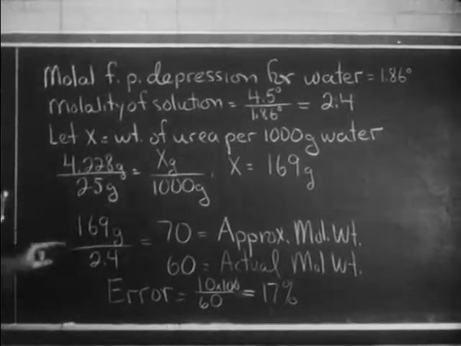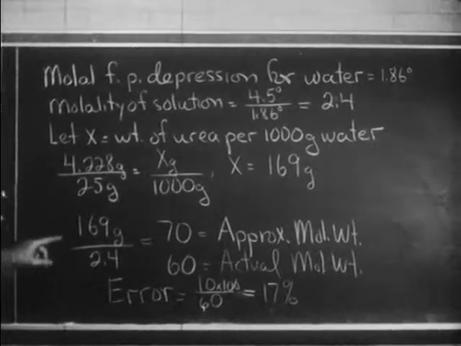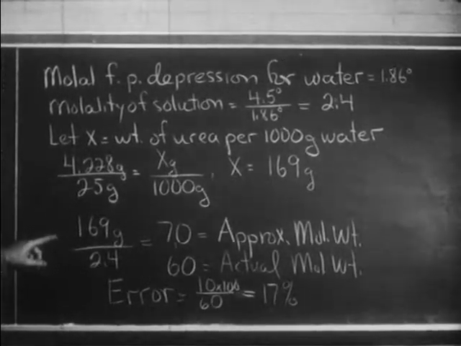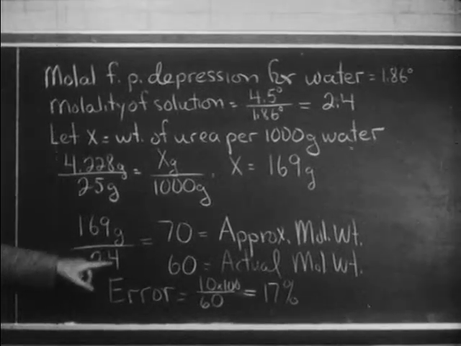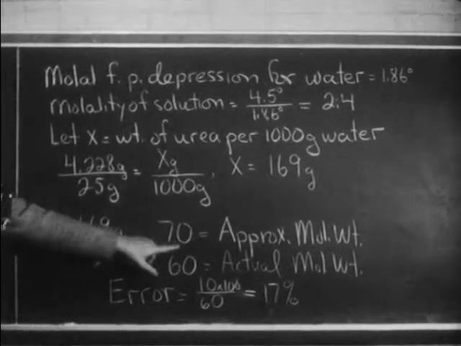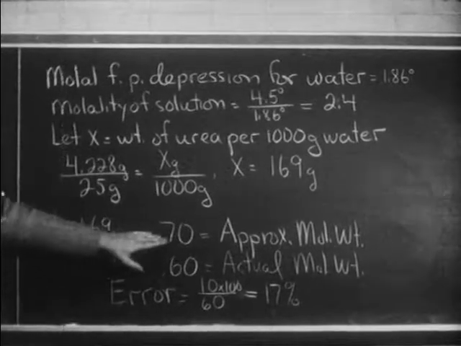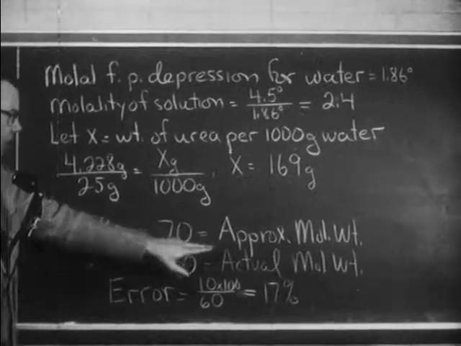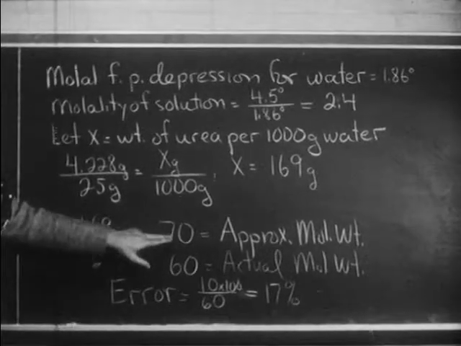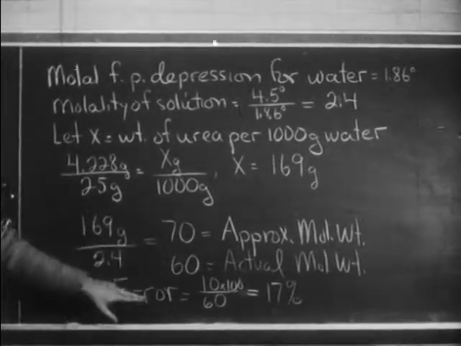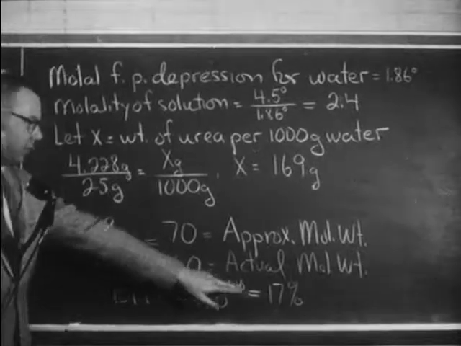And our problem is to find out how much urea it would take to form a solution which is 1 molal. So we need to divide 169 by the 2.4. And this gives us 70, which then is the approximate molecular weight of urea. Now actually, urea has a molecular weight of 60. So we have an error here of 10 parts in 60, or about 17%.